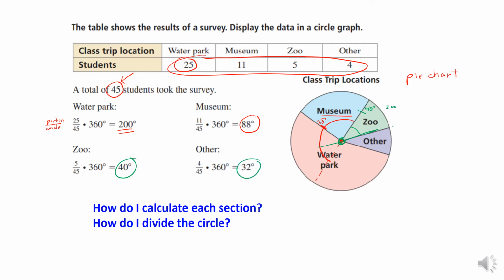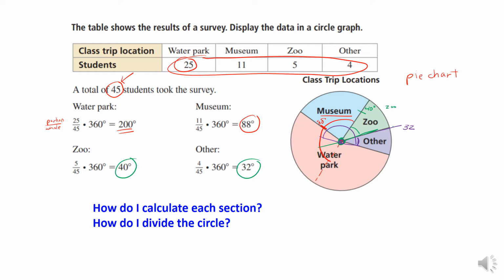Other is 32 degrees. So I'm going to move my compass again. Use the purple. And I'm going to put my compass here. And I would measure this. Look for the line that goes to 32. And remember, all of these would be less than 90, so don't make a mistake and use the other number on your protractor, because that will give you an obtuse angle, and these are all acute angles.